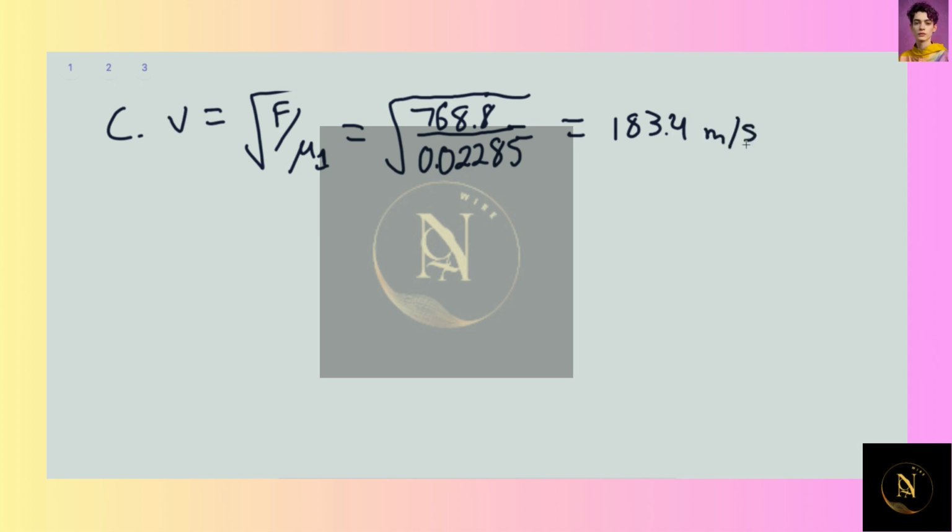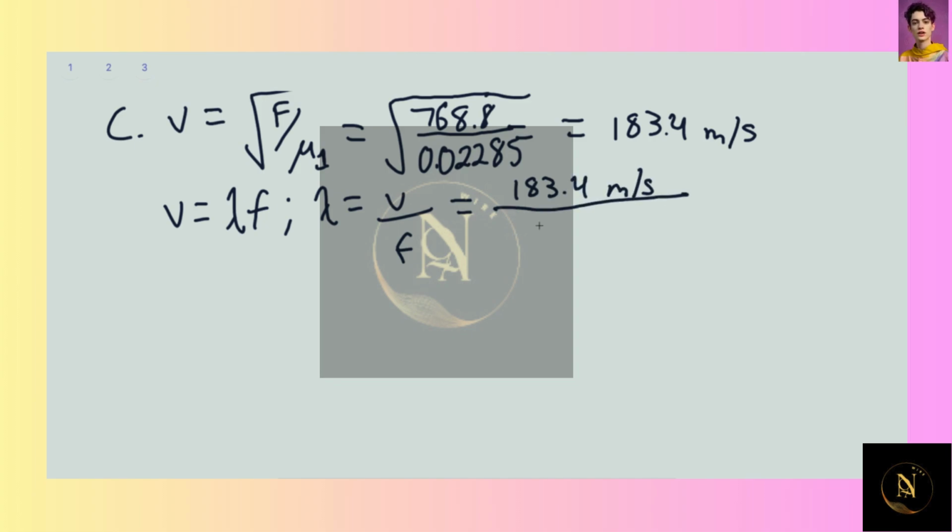And we're going to have a speed of 183.4 meters per second. At this point, we can say that the speed of propagation equals the wavelength times the frequency, and we'll solve for the wavelength. This is going to be the speed of propagation divided by the frequency, so 183.4 meters per second divided by that frequency of 277 hertz. And at this point, we find that the wavelength is equal to 0.662 meters.